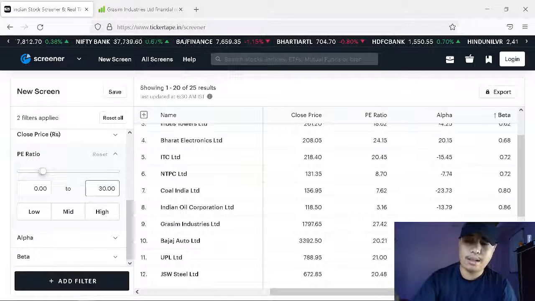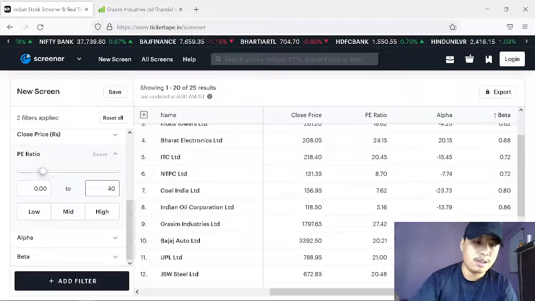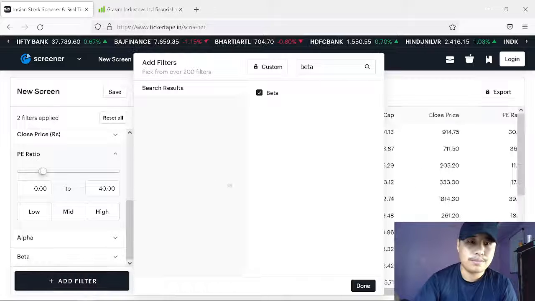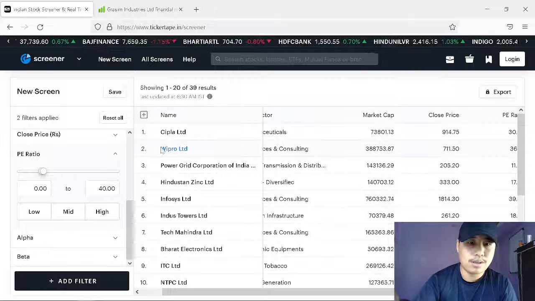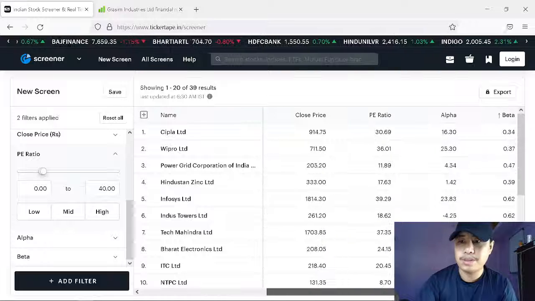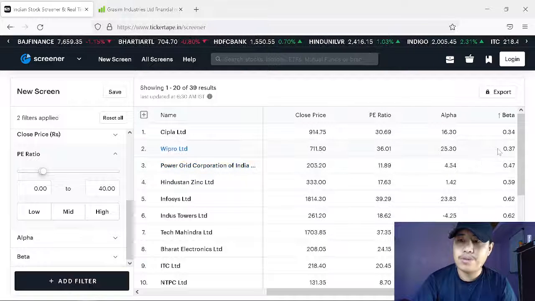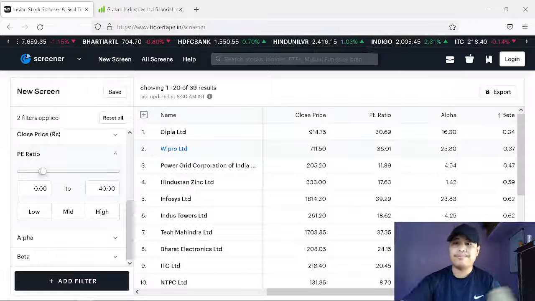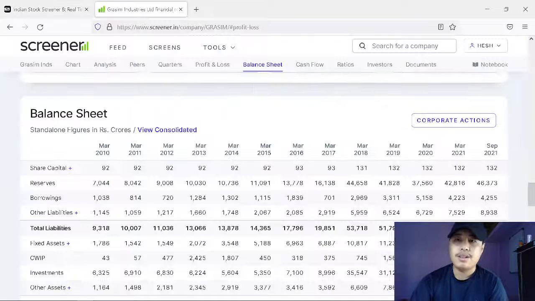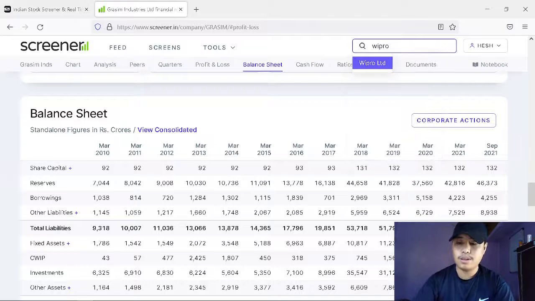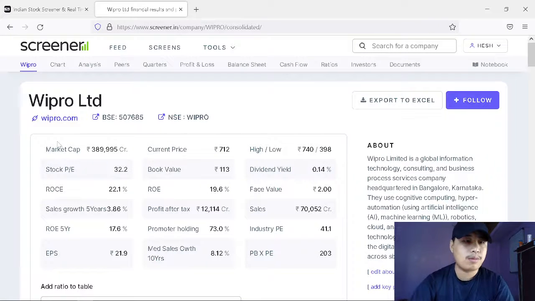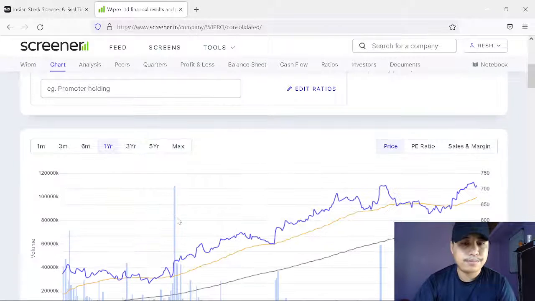And if you look using a PE of around, let's say, 40, then we can see better stocks like Wipro, which is a very good stock. I've even mentioned it in the other video. It has a beta of 0.37 and alpha of 25 and stock PE is 36. Let's just analyze Wipro. Wipro is a very good company having a market cap of 389 crores. And you can see the sales growth is not very impressive though. EPS is okay, 21. Stock PE is good, it's in the range.